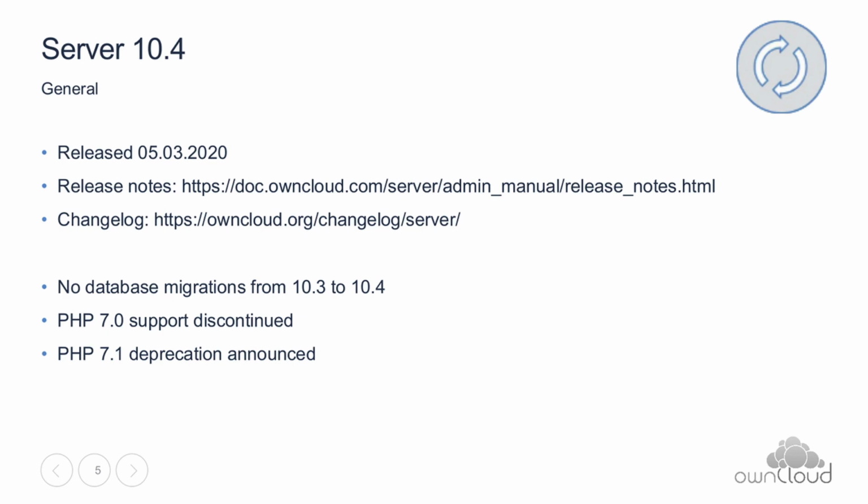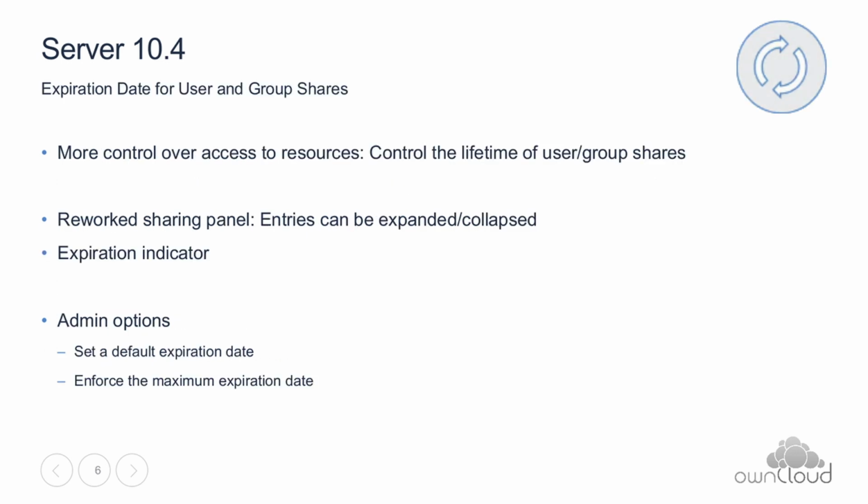We recommend upgrading to at least PHP 7.2. Even better would be 7.3, because PHP 7.1 is also not supported anymore by PHP themselves and will also be removed in a later version of ownCloud Server. Also, we're working on supporting PHP 7.4 in one of the next ownCloud Server releases. So with that, I would like to jump into the new shiny features that version 10.4 delivers.